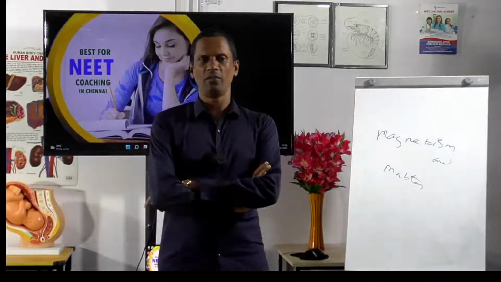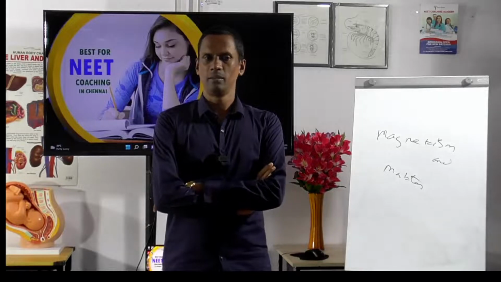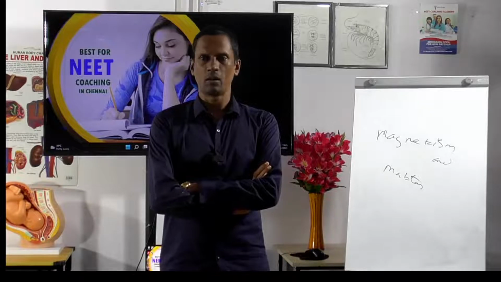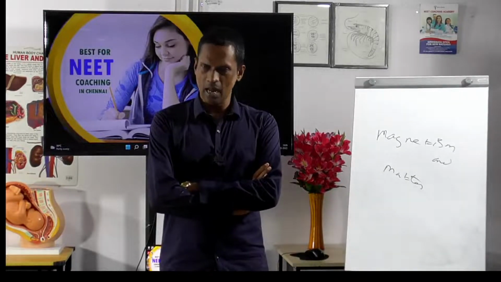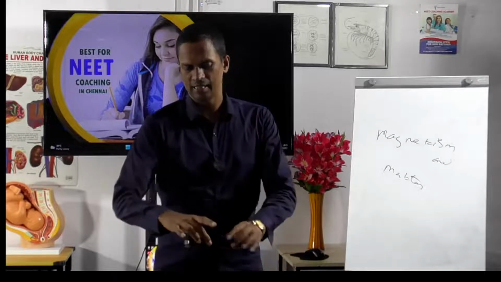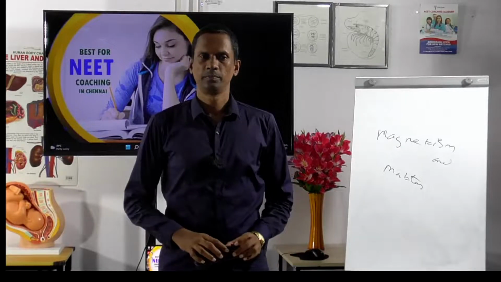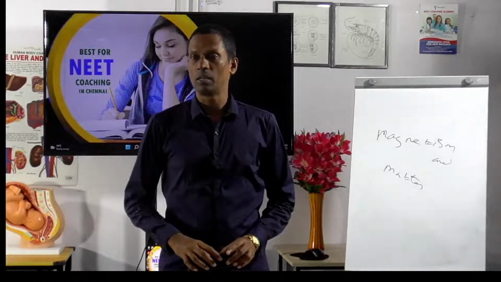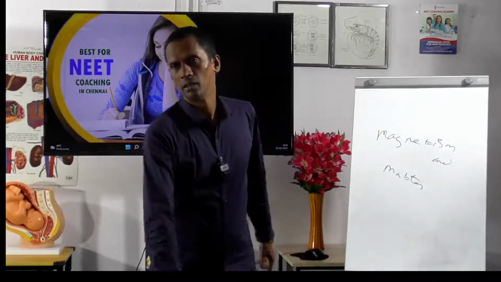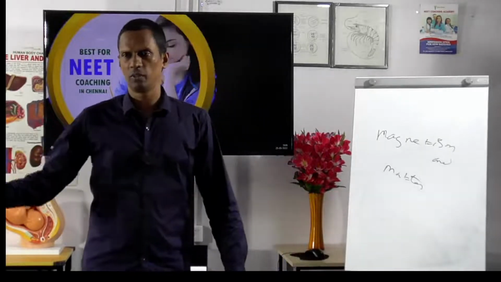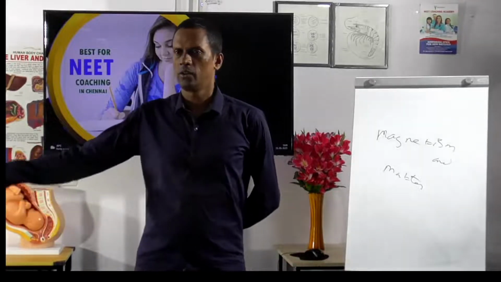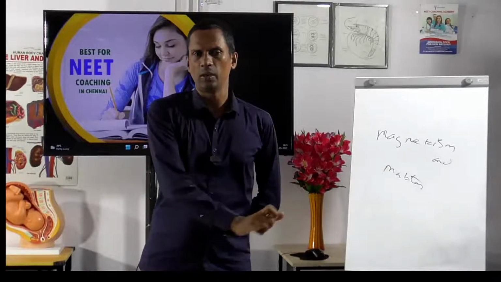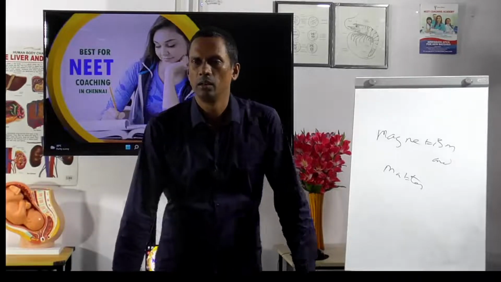What is the difference between ferromagnetism and diamagnetism? Diamagnetic has paired electrons, ferromagnetic has unpaired electrons. For diamagnetic you don't have a problem, you can skip it because its electrons are paired. You can take paramagnetic and ferromagnetic. What is the difference between paramagnetic and ferromagnetic?